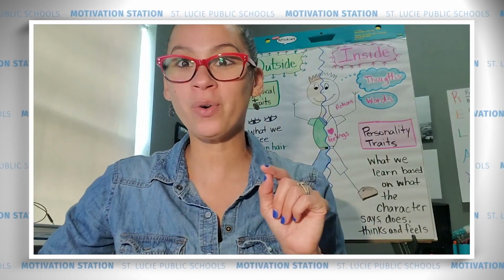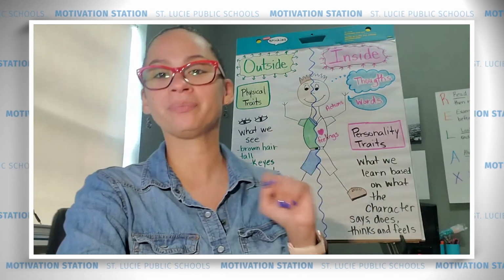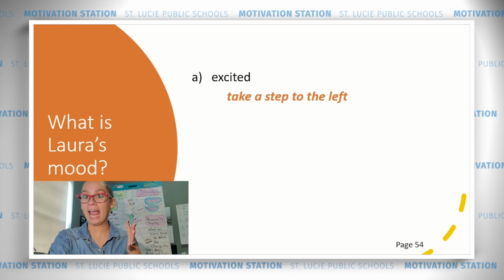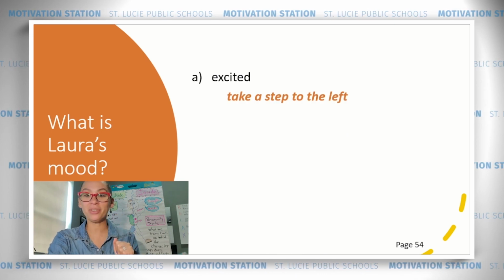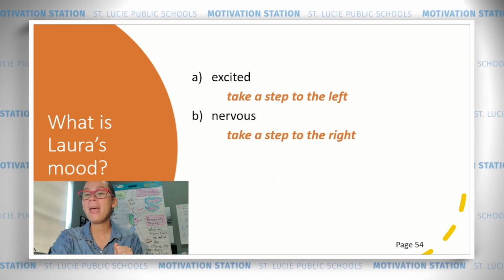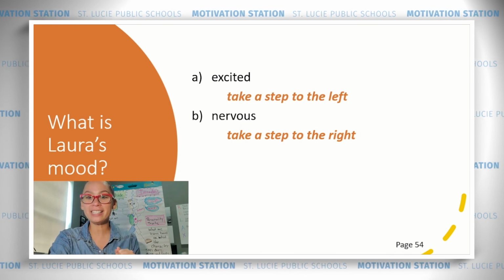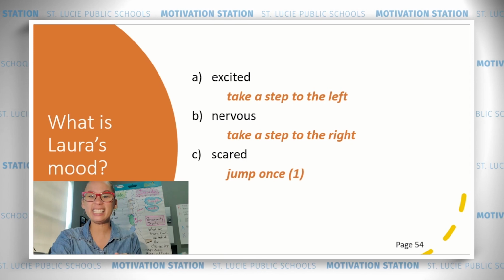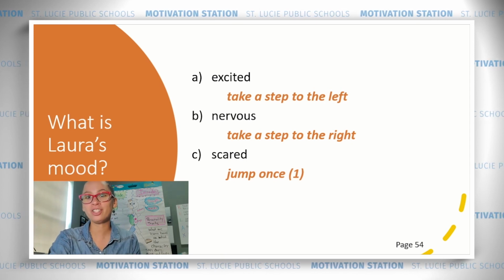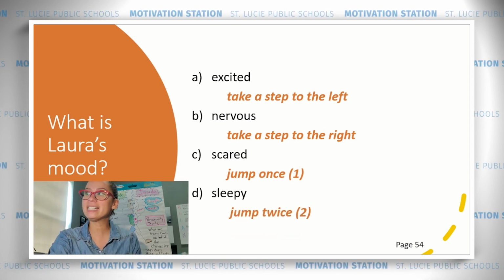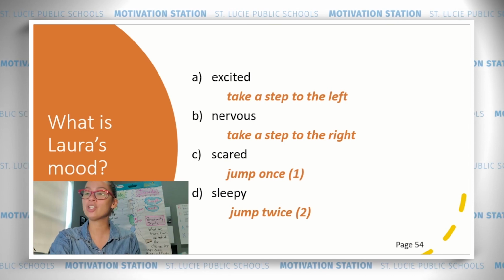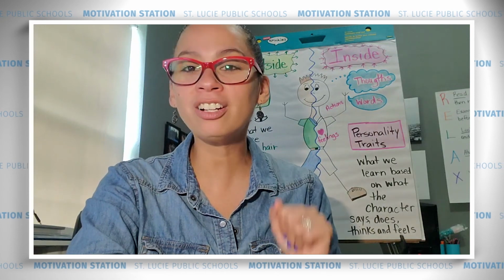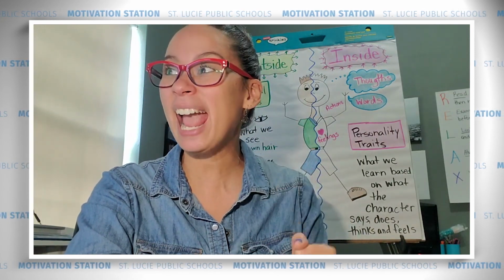So, one more question about characters. What is Laura's mood? Is it A, excited? If you think that, take a step to the left. B, nervous. If you think that, take a step to the right. C, scared. If you think that, jump once. D, sleepy. If you think that, jump twice. Yes, guys, you are correct. The right answer is A, excited.